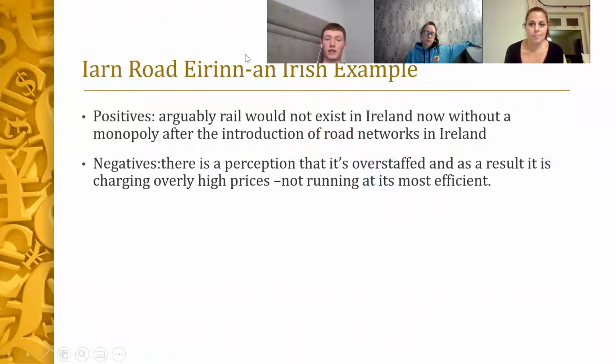So finally, just an Irish example of a monopoly. There are positives and negatives associated with Iarnród Éireann. The positives would be that rail probably wouldn't exist without a monopoly, since it was originally two firms, but with the introduction of the road networks in Ireland, it would have been very hard for it to cope with this. And by creating a monopoly, they had greater control over the market and were able to continue their reign. The negatives are that there's a perception that Iarnród Éireann is overstaffed, and as a result, it's charging overly high prices and not running at its most efficient.